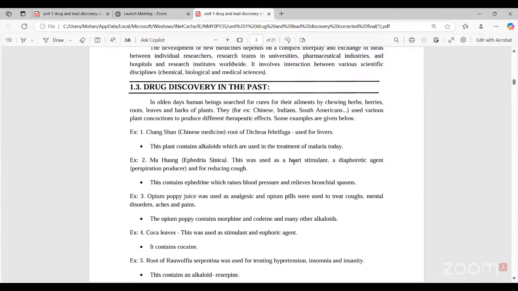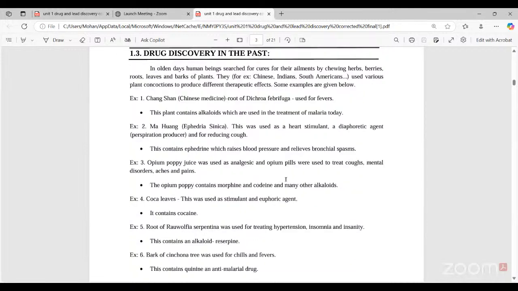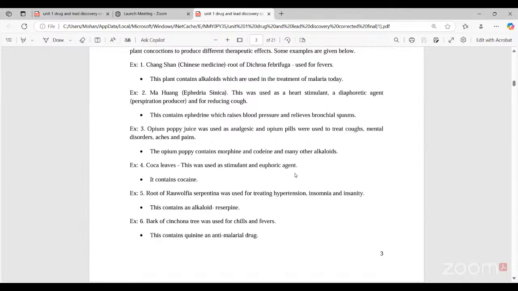This is used as a heart stimulant and a diaphoretic agent and for reducing cough. Opium poppy juice was used as an analgesic, and opium pills were used to treat cough, mental disorders, and aches and pains. And these are the roots of Rauwolfia serpentina, used for treatment of hypertension, insomnia and insanity. So these are some natural products which are used as medicines.